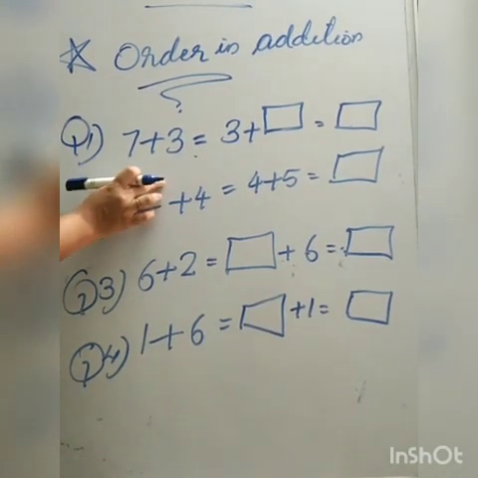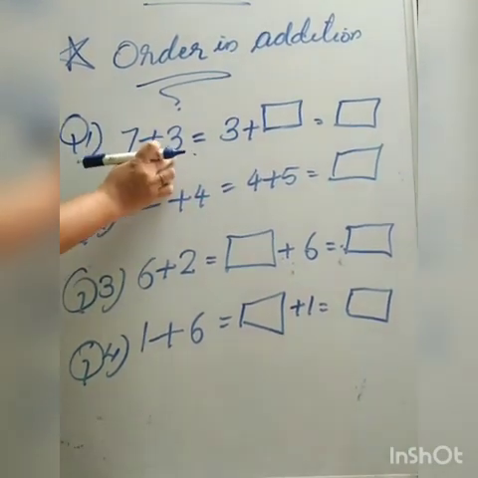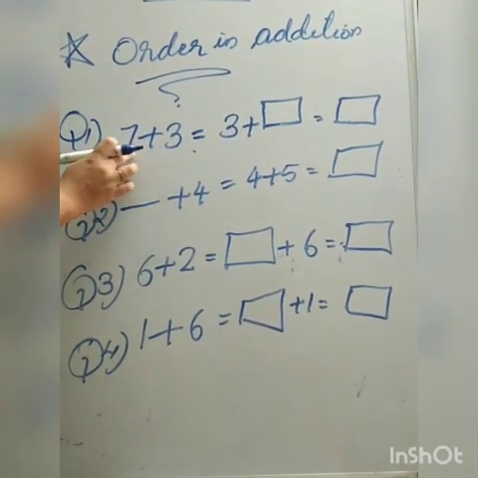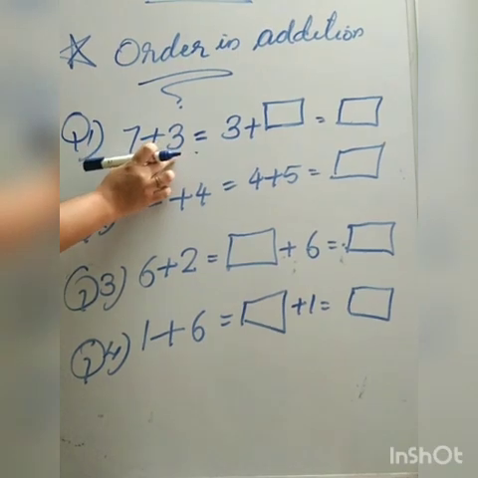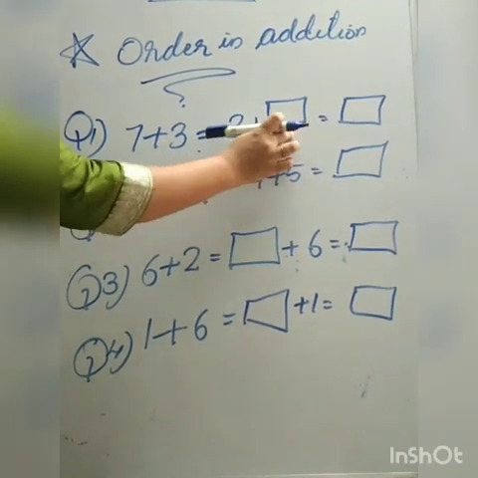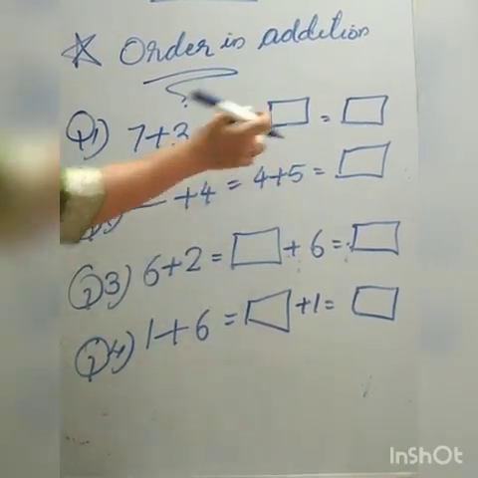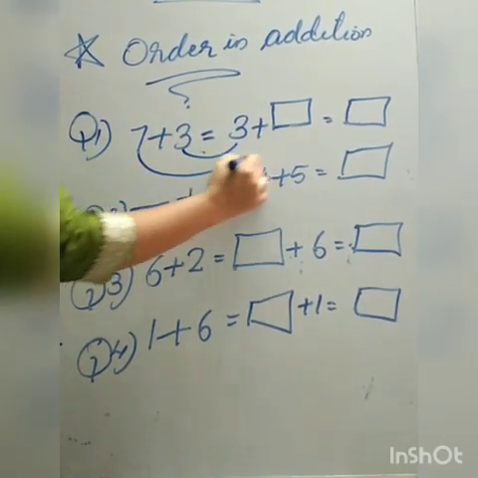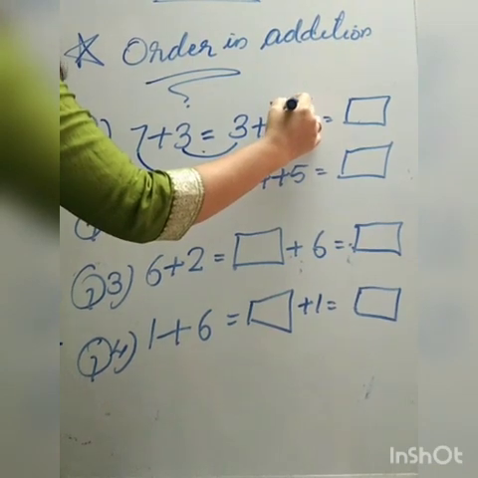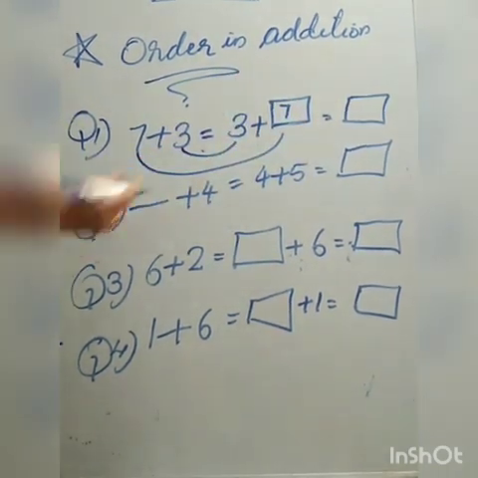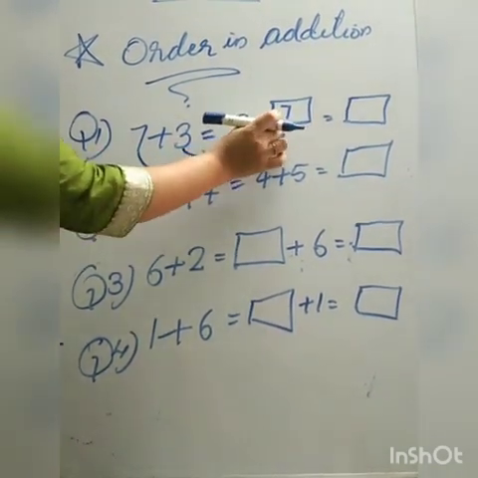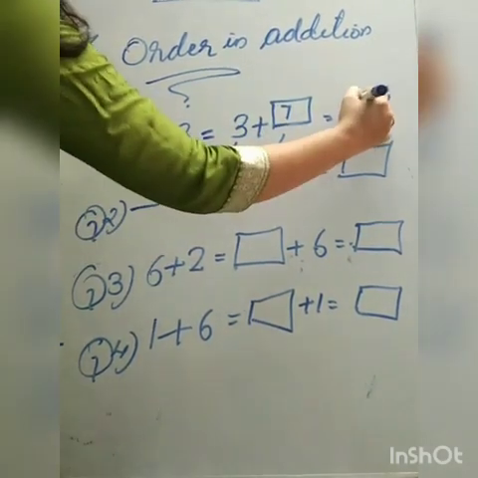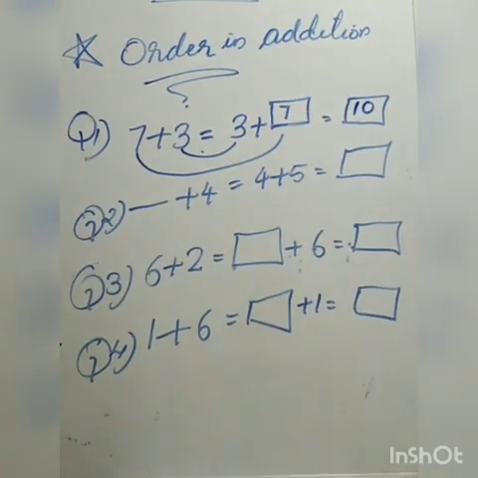See the first question. 7 plus 3. Which are the two numbers? 7 and 3. We have to change the place of the numbers. Here 3 comes first. Which number is remaining? 7 is remaining. So write 7 here. Then 3 plus 7. What is the sum? What is the answer? 7 plus 3 is equal to 10.